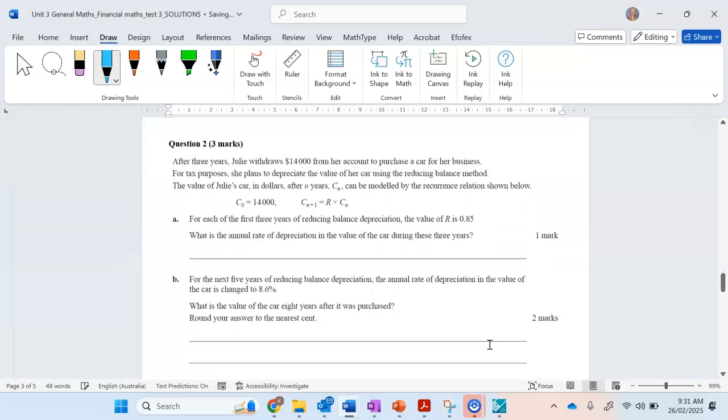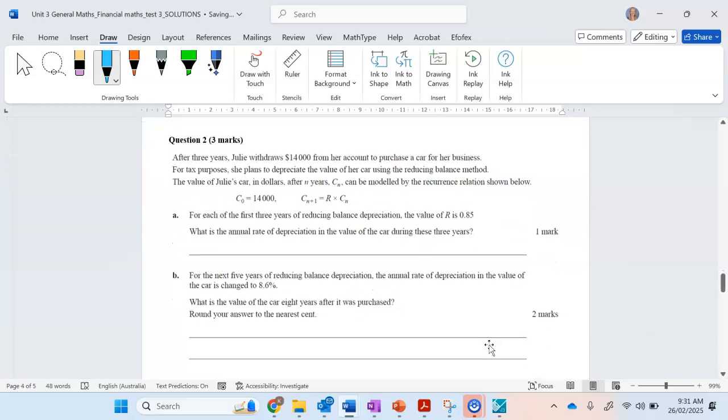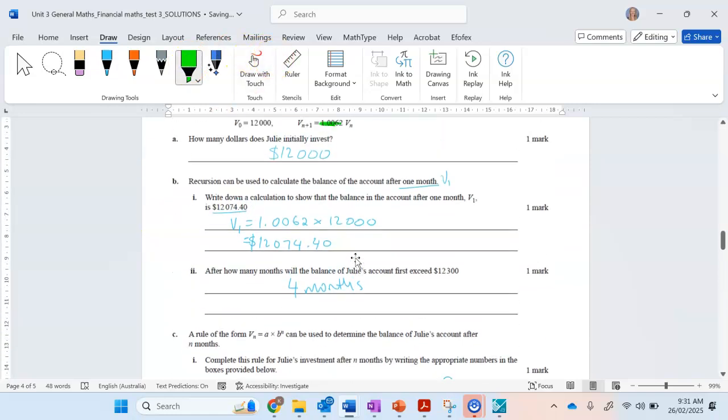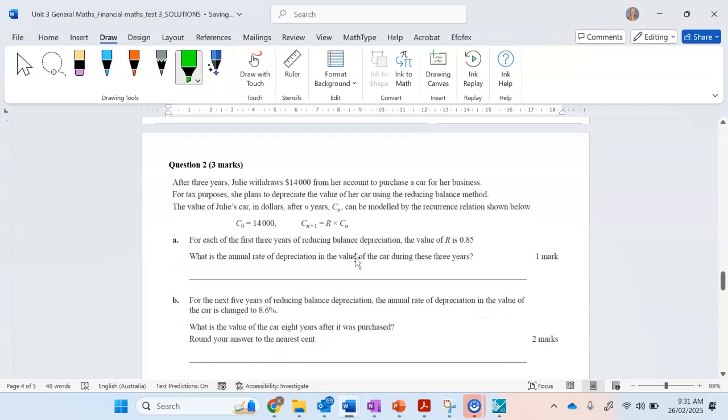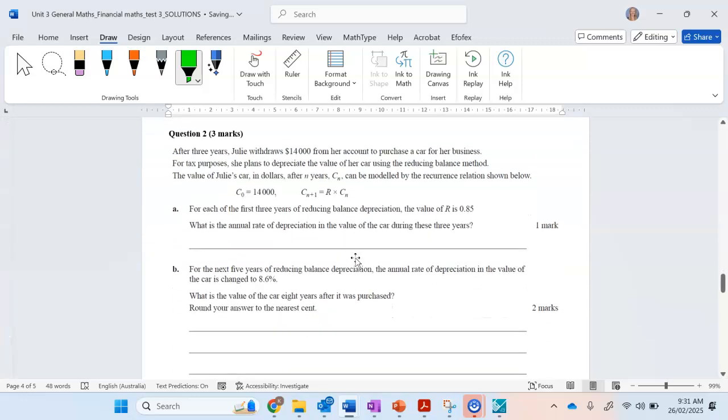All right, moving on to question 2. After 3 years, Julie withdraws $14,000 from her account. Is this the same question? Okay, same exam, but because it's now question 2, you don't have to use any information from the previous question. So it's kind of like a standalone question anyway. After 3 years, Julie withdraws $14,000 from her account to purchase a car.